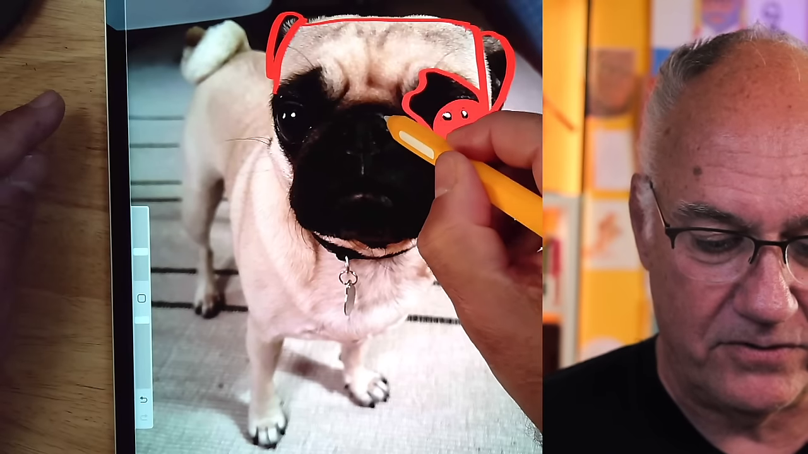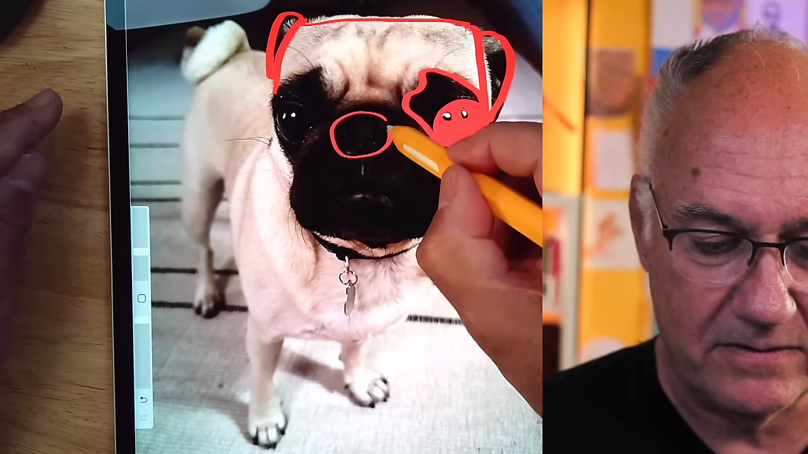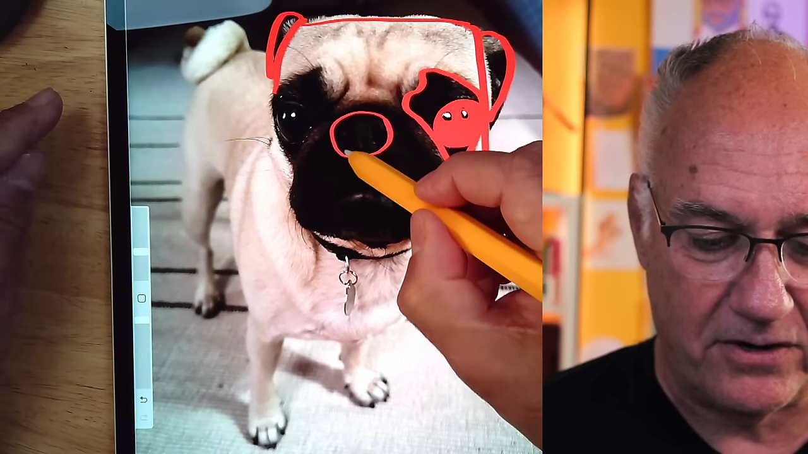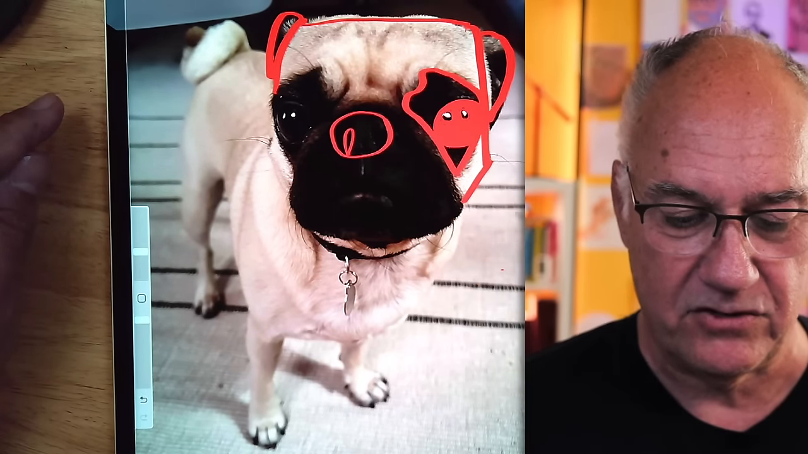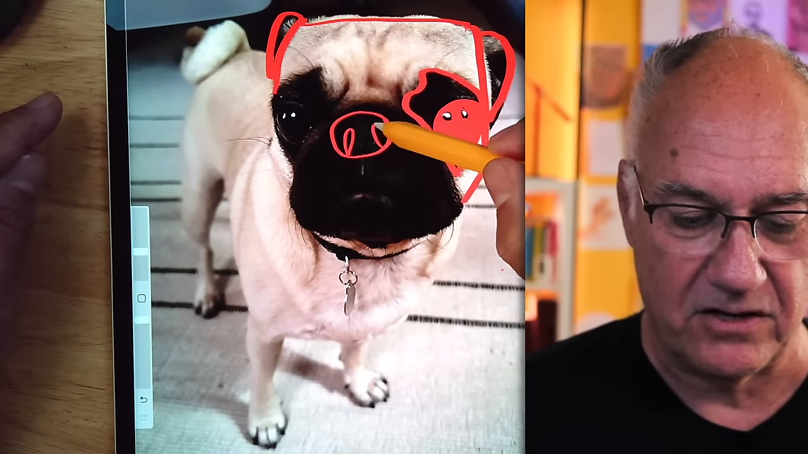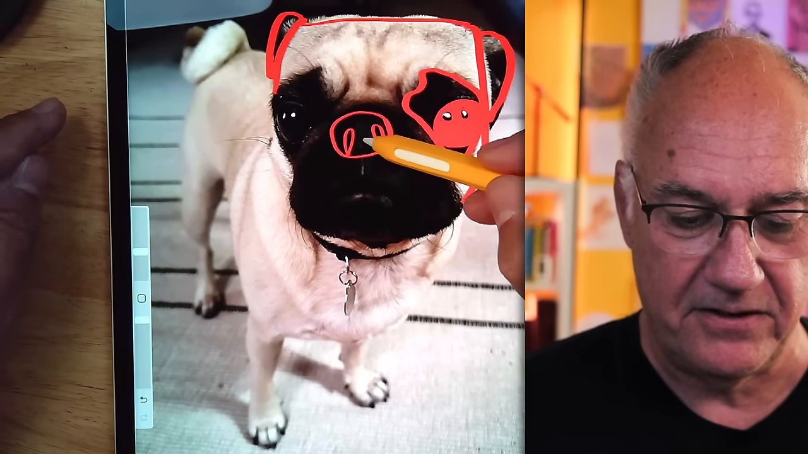Now let's look at her nose. Her nose is basically a circle. And then she has her nostril, right? The nostril is a form of circle because it's a closed shape. And then there's a straight line that kind of goes down there.